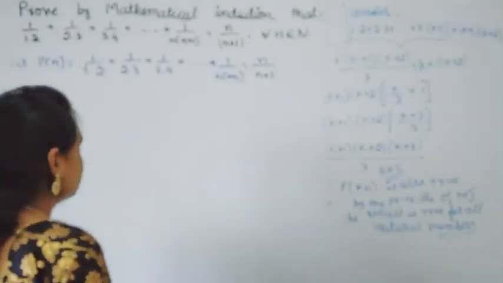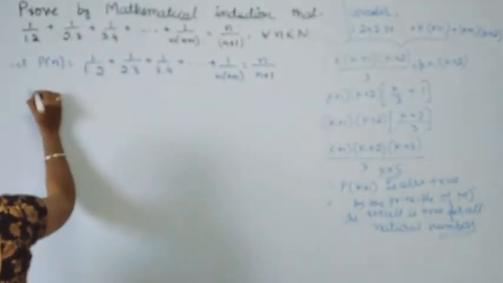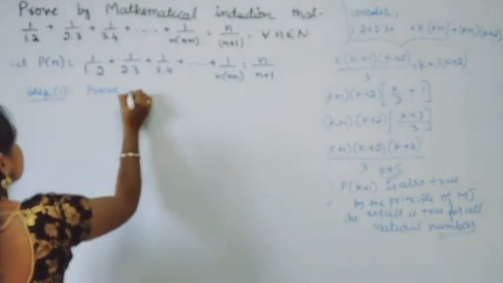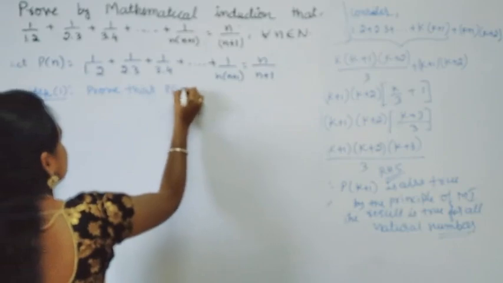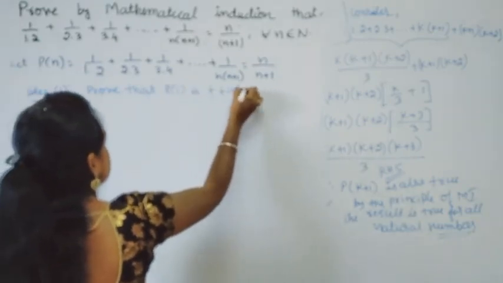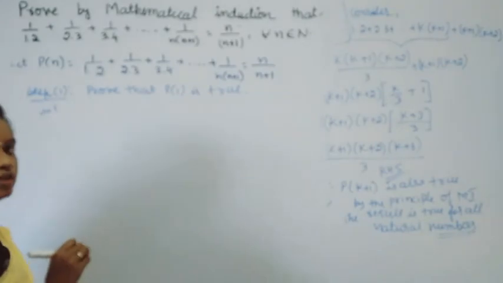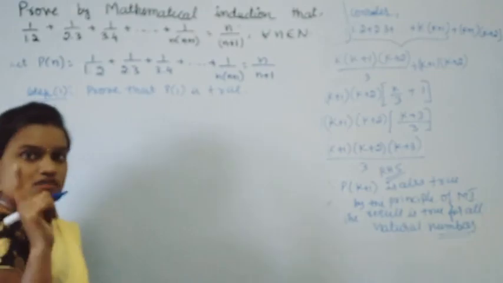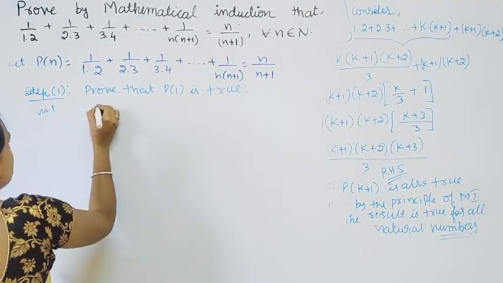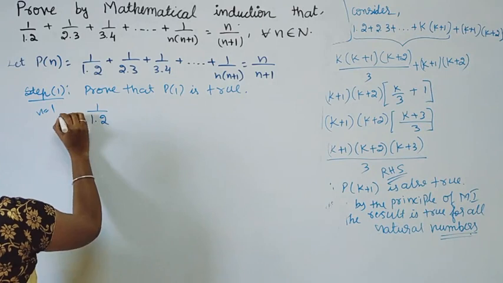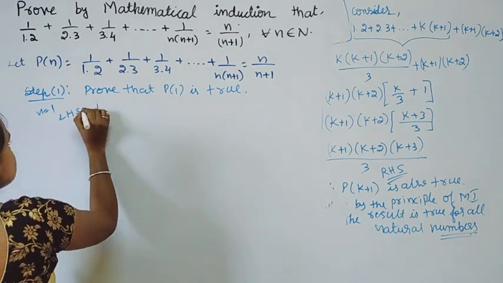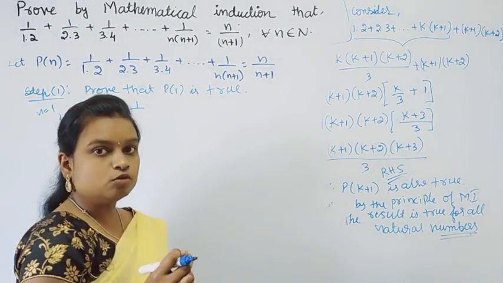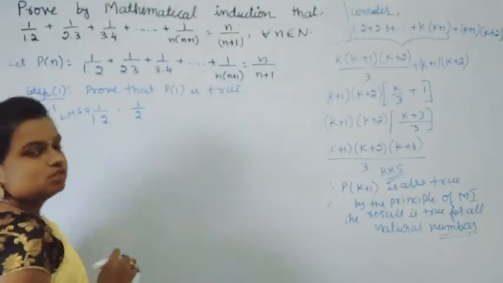So next, step 1. Step 1 is prove that P of 1 is true. That is, n is equal to 1. So P of n with n equal to 1 means we have to consider the first term, that is 1 by 1 into 2. This is our LHS. LHS is equal to 1 by 1 into 2, and 1 twos are 2. So LHS becomes 1 by 2.